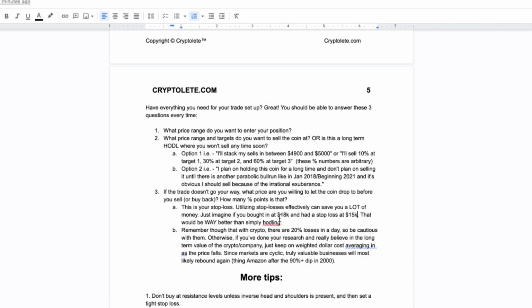And I wrote this such a long time ago, so I'm going to have to update this from 18,000 and 15,000 all the way to like 60,000. What if you bought it at 60,000 and had a stop loss at 59,000? You know, that would be way better than simply hodling down to the low of 28K, right? So that's why you need to have this stop loss percentage before you even enter your trade. Like, this is what you need to know, right? So it'll save you a lot of money.